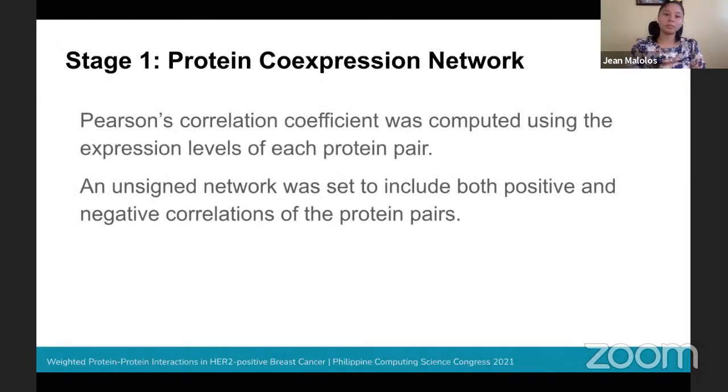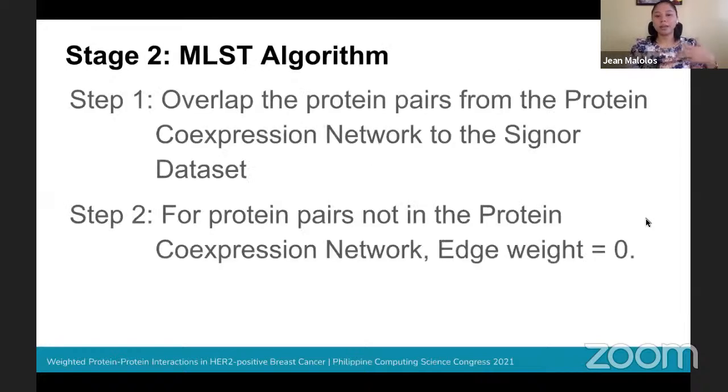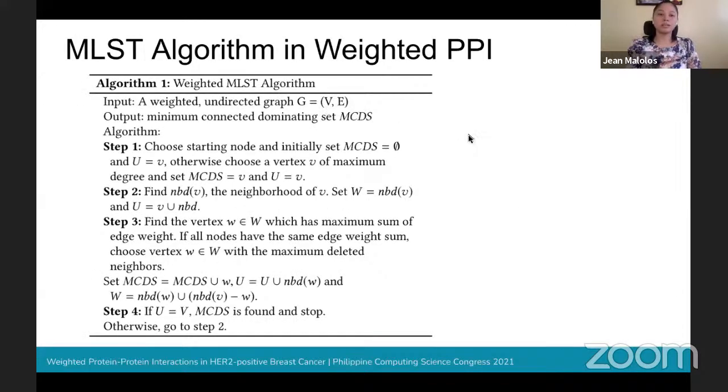We used the Pearson correlation coefficient. We computed that to get the expression levels of each protein pair. And then we applied the MLST algorithm to generate the minimum connected dominating set of the data sets that we have, after we overlapped the data from the protein co-expression network. For protein pairs not found in the protein co-expression network, we set the edge weight to 0. So here's the algorithm for the weighted maximum leaf spanning tree.